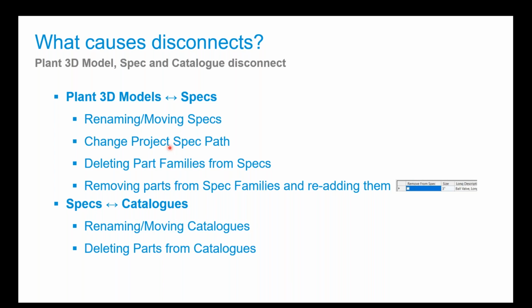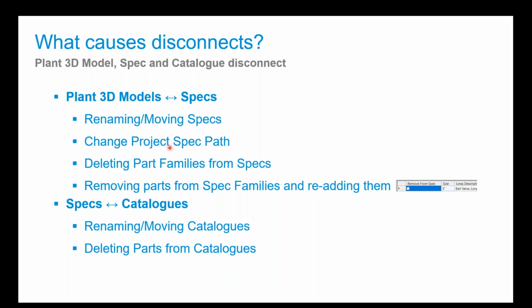Now, if you are deleting part families, say you want to remove a specific part that you have created, maybe let's say you have created a custom valve and you want to remove it from your valve spec, go ahead. If you are deleting it from the spec, but not removing it in the model or not updating it back to the catalog, then you are also creating a disconnect. Now, removing parts from the spec families and re-adding them.